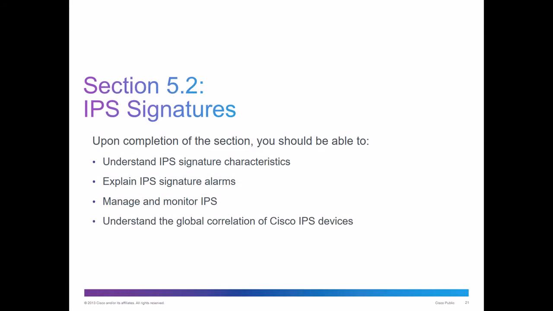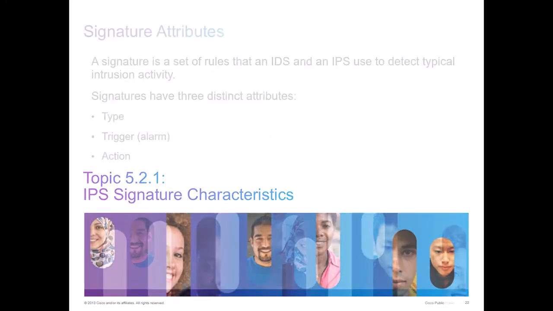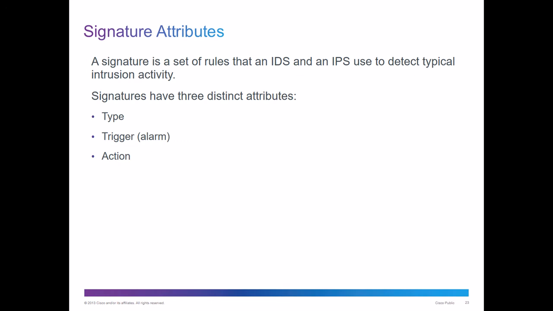All right, now let's talk about the IPS signatures and how to manage them and understand how they work. And then later on, we'll be able to implement them on the router itself. All right, a signature, like I said to you earlier, please write this down also. We need to know what a signature and their attributes are. The signature is a set of rules that an IDS and an IPS use to detect a typical pattern or intrusion activity. So they have three distinct attributes: the triggers, what triggers them, and what action to take. Okay?